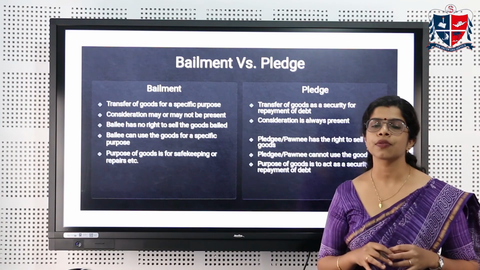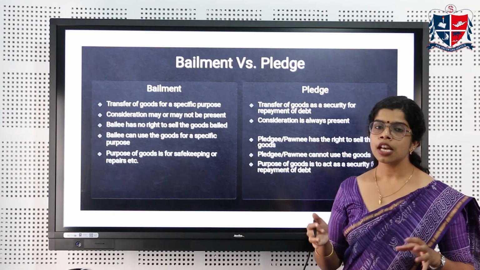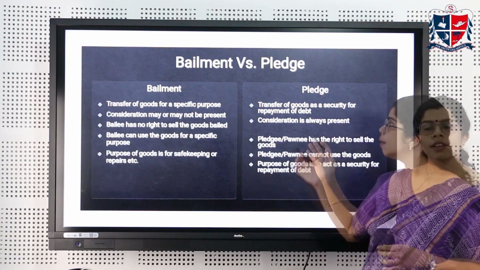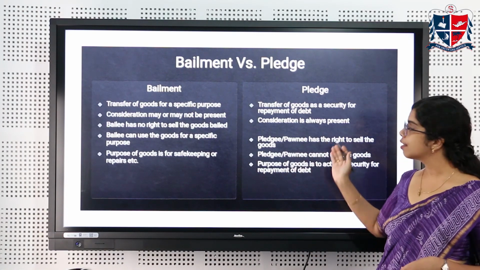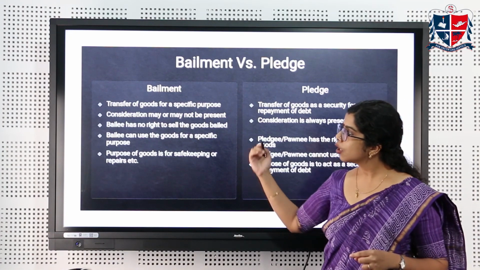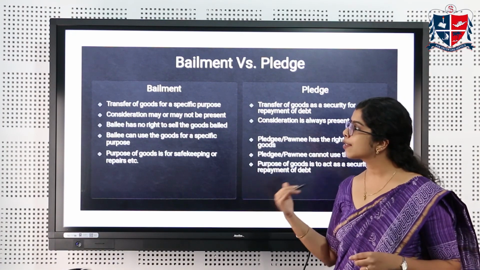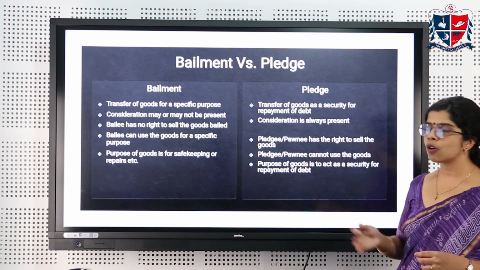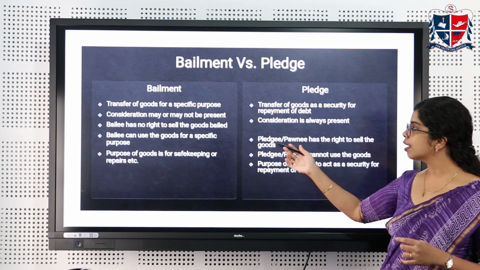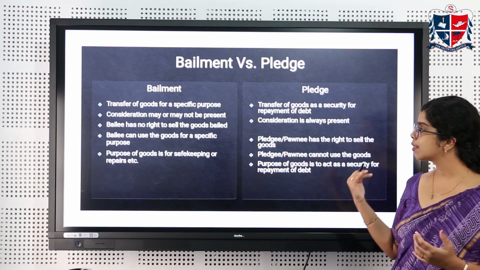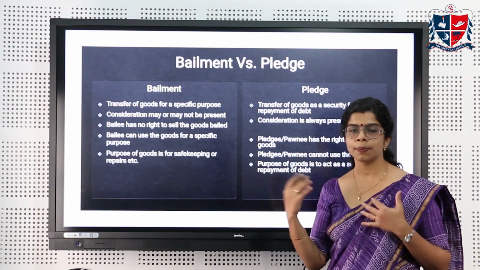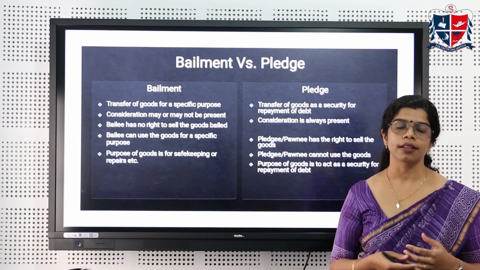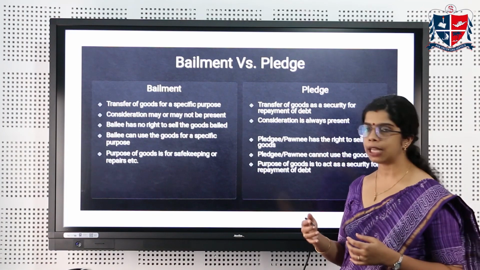We learned 2 types of bailment, gratuitous and non-gratuitous. So, consideration may or may not be present in case of bailment. As far as pledge is concerned, consideration is always present. Now, in the third situation, the bailee has no right to sell the goods in case of bailment. But in case of pledge, the pledgee or pawnee has every right to sell the goods if the pledger does not repay the money that the pledgee has lent to the pledger.